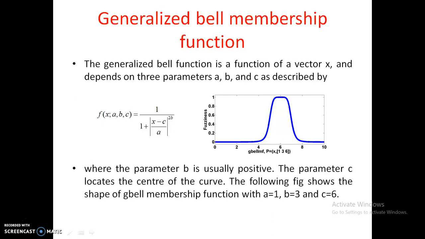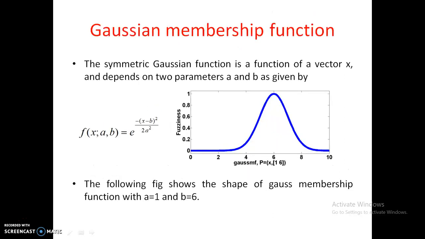Here b is usually positive. Parameter c shows the center of the curve, which is why here c is 6, at the center of the curve. And the diagram shows a equal to 1, b equal to 3 and c equal to 6. So let us move on to the next membership function.